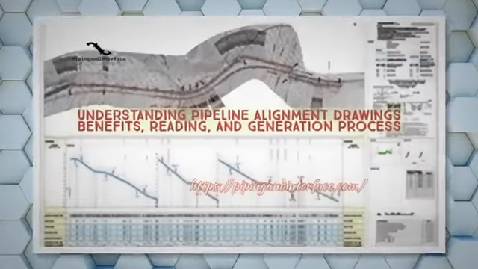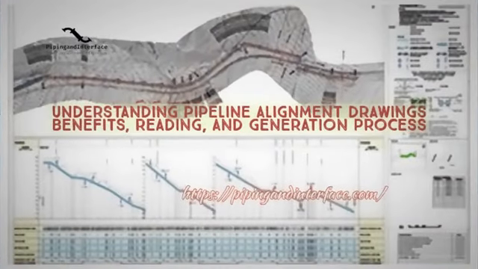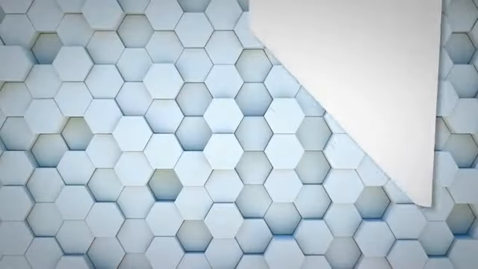Pipeline alignment sheets, also known as alignment sheets or alignment diagrams, are graphical representations of the proposed route of an underground pipeline. They are typically used in the planning and design stages of a pipeline project to communicate the route of the pipeline and its relationship to the surrounding environment.